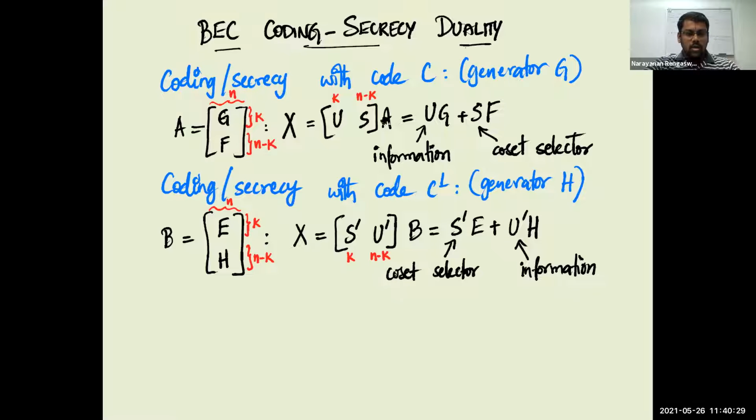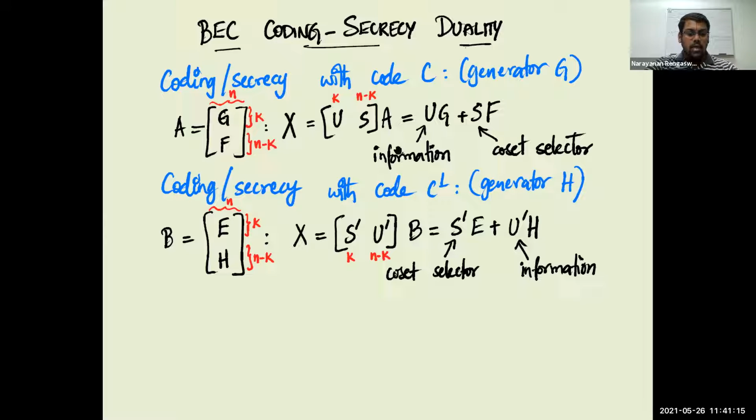So for coding and secrecy, we have this sort of unified setup. Consider any binary vector X. Now we are going to split the vector into two vectors. One is a code word in your code, and the second part is going to be a complementary code word. So what I mean by that is you consider a binary invertible matrix A, where the top k rows define a generator matrix for your code, and the remaining n minus k rows define a complementary code. And you express this vector X as the sum of a code word, which is given by the message times the generator, plus a coset selector times this matrix F.